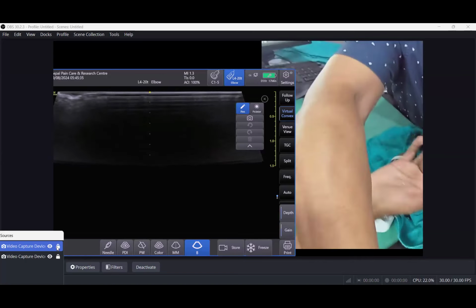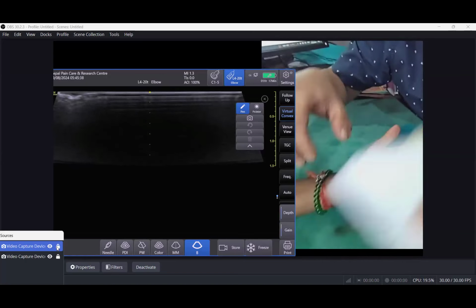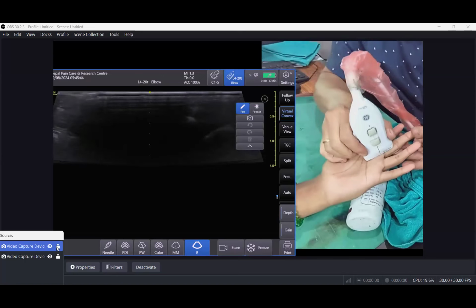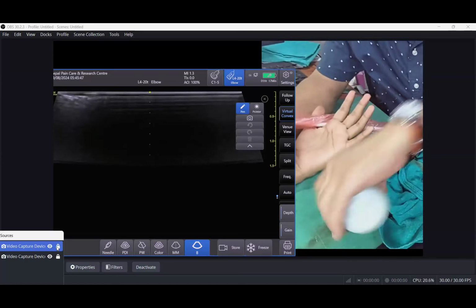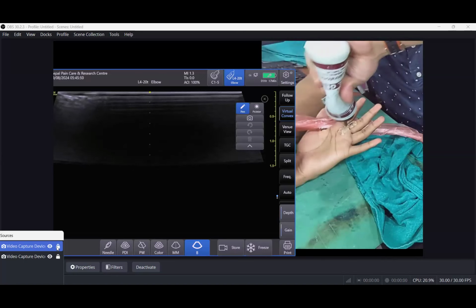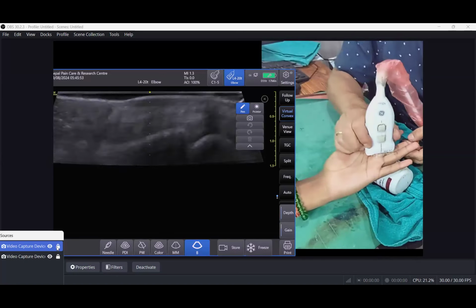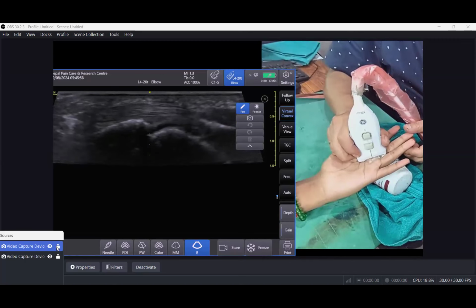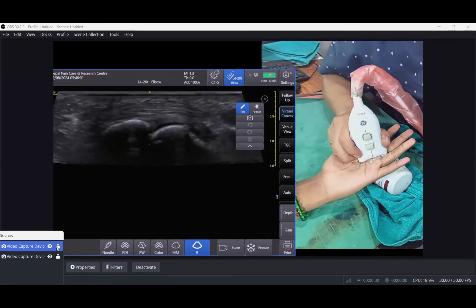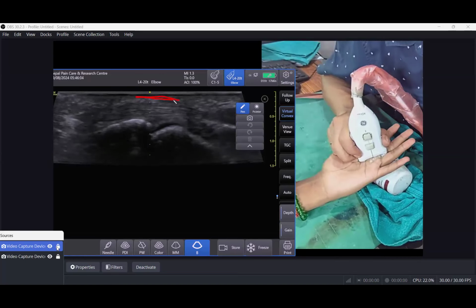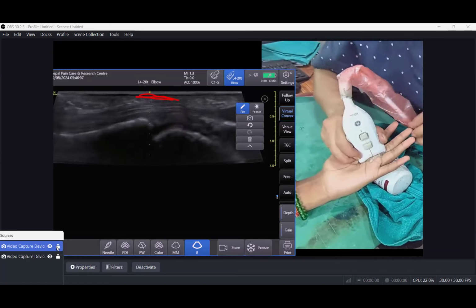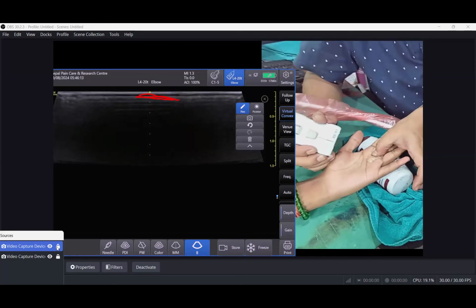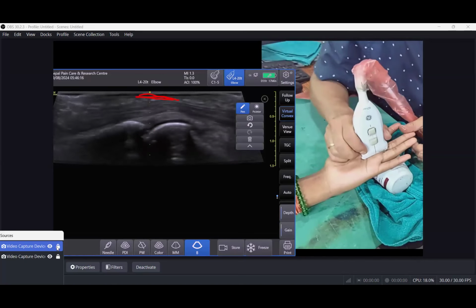Okay. Yes, sir. I'm putting my linear probe just over the metacarpophalangeal joint, and you'll be seeing the head of the metacarpal and the base of the proximal phalanx like this. Can you appreciate the metacarpophalangeal joint at the center of my screen? Yes, sir. The A1 pulley is basically located just over here. So what you do is you first palpate the head of the metacarpal and put your probe just over the metacarpal head.